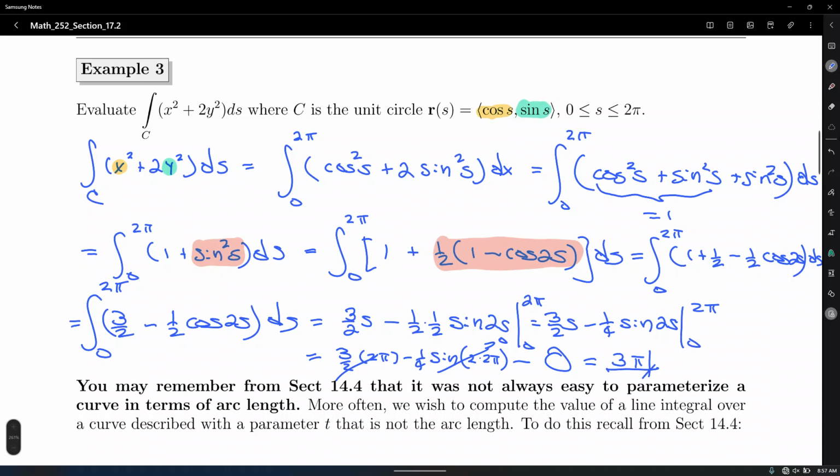So what are we finding here? We're finding the area of the fence for this surface that intersects with the unit circle. That's what we're calculating here.